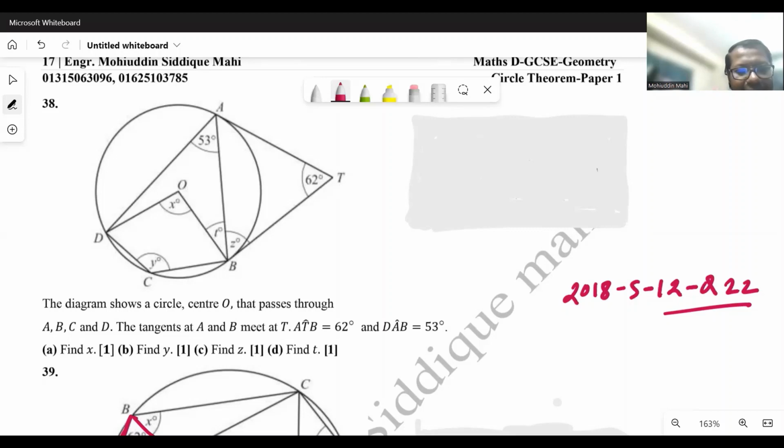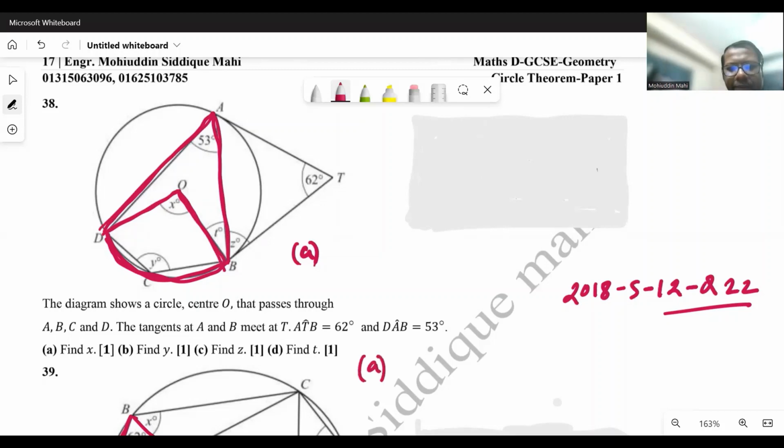So standing on the same arc, question A, standing on the same arc BCD, the angle at the center will always be double the angle at the circumference. So that means in question A, x is going to be 53 times 2, 106. Then we have to find out the value of y.